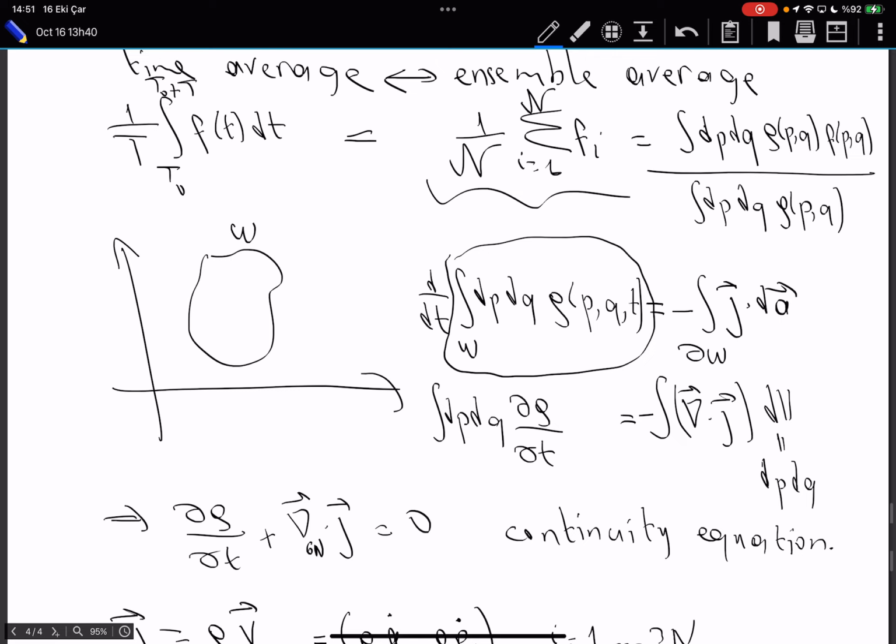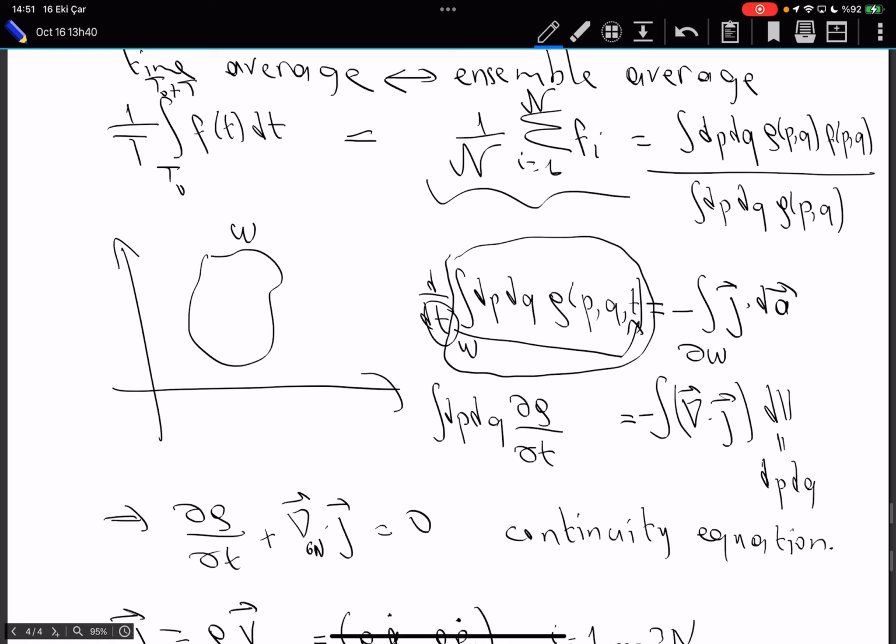Now, in principle, the time dependence of that integral could have come from two different places: the time dependence of rho and the time dependence of the volume. I might be considering a moving volume. The volume could also be changing. But the volume doesn't change. I'm not looking at such a case. I'm looking at a fixed volume. So if I move the time dependence inside, this derivative is actually the derivative with respect to time only, not with respect to p or q.